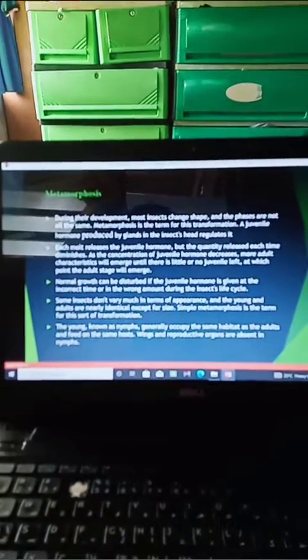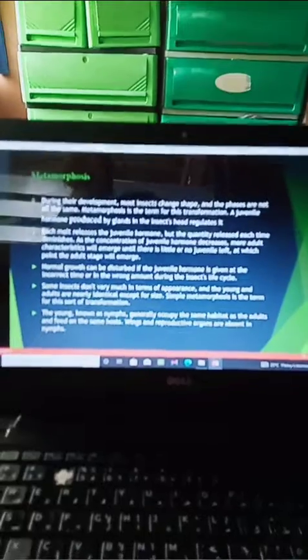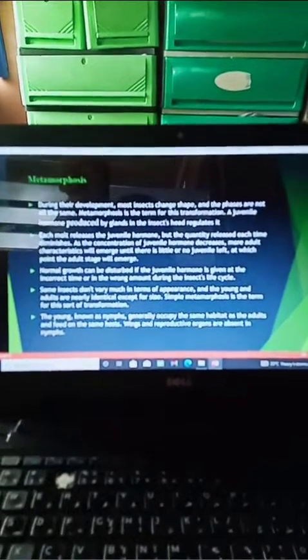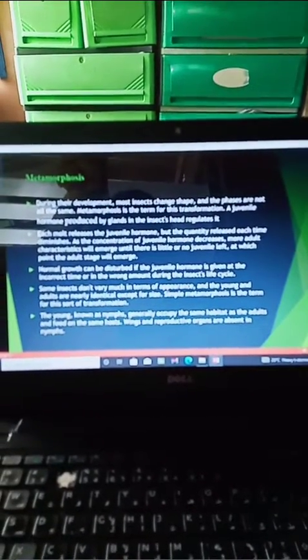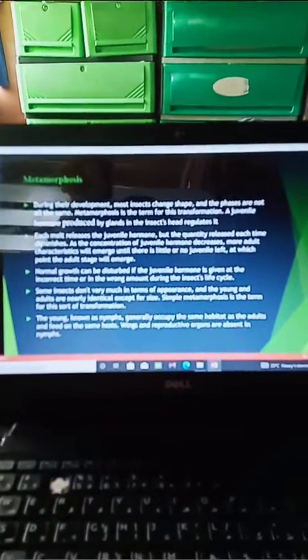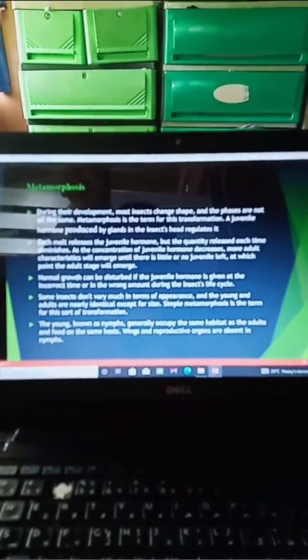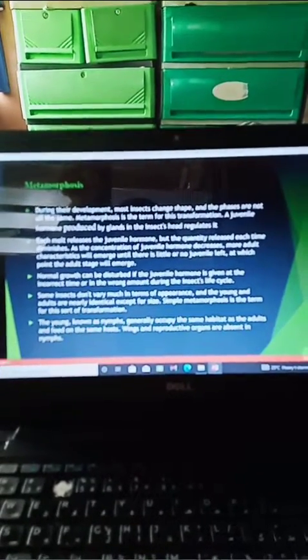Some insects don't vary much in terms of appearance, and the young and adults are nearly identical except for size. Simple metamorphosis is the term for this short transformation. The young, known as nymphs, generally occupy the same habitat as the adult and feed on the same host. Wings and reproductive organs are absent in nymphs.